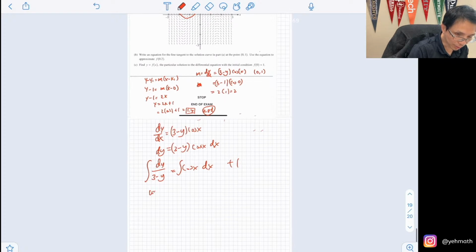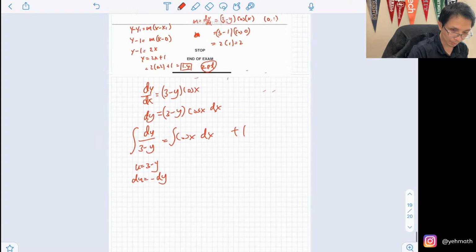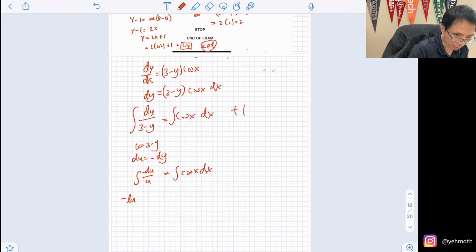Now, integration of this: u equal to 3 minus y, du equal to negative dy. Now, you see that there's a 1 degree difference. It has to be natural log, and it's not to the second or to the half, to the third. It's purely just minus dy here. So therefore, it's going to be integration of negative du over u equal to integration of cosine of x dx. So therefore, it's going to be negative natural log of u, which is 3 minus y, equal to sine of x plus c. Did you do that? Here, you're going to get 2 more points because you integrate both sides correctly.